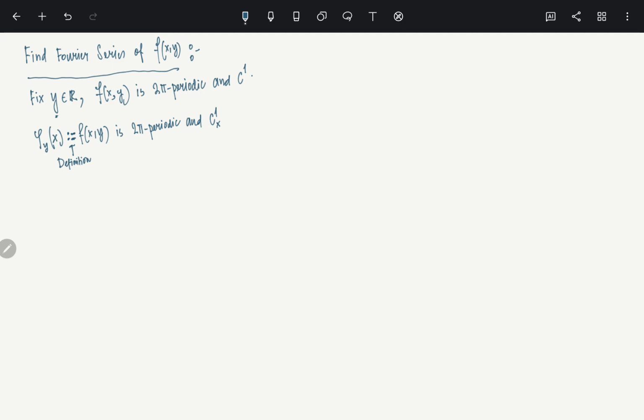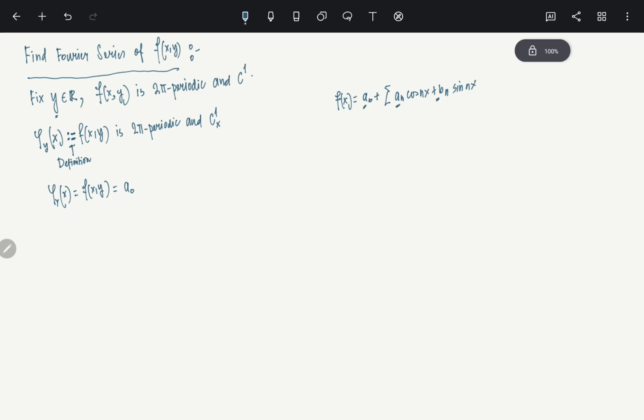Now for this sort of function, we know that the Fourier series exists. So what should that look like? So phi y of x, which is by definition f of x y, and that Fourier series will look like this. Yes, a naught. See, you remember, right? Let's say that I'm given this function f of x. That will be written like a naught plus summation a n cosine nx plus b n sin nx, right? See here, a n's, b n's, a naught, these are constants, right?